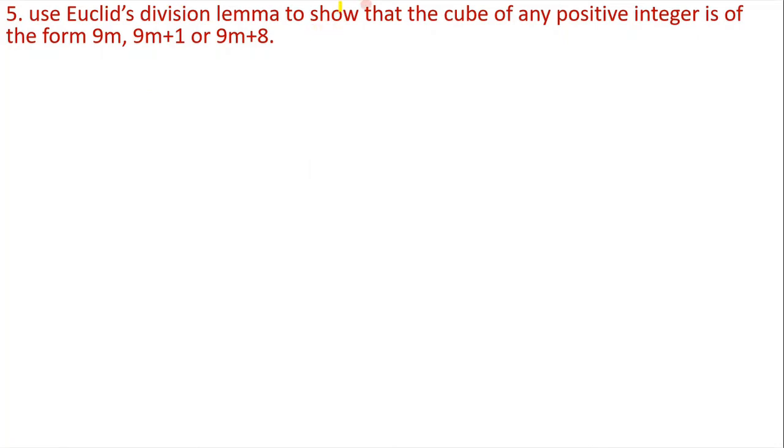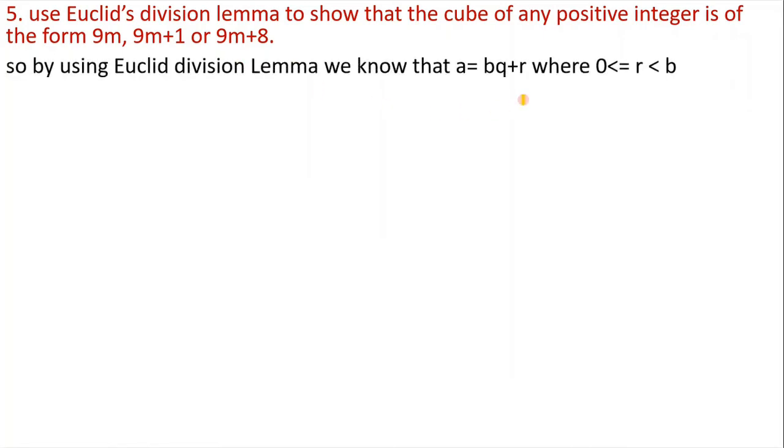Use this division lemma to show that the cube of any positive integer is of the form 9m, 9m plus 1 or 9m plus 8. Okay. We all know that the general equation of Euclid's division lemma is a equals bq plus r, where the range of r lies between 0 less than or equal to r less than b.